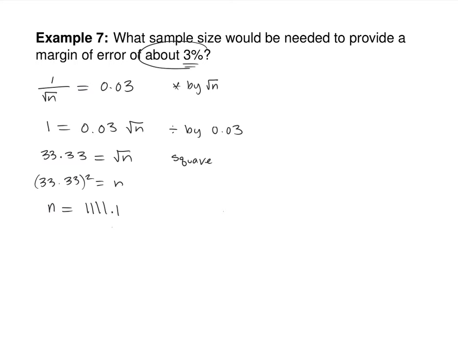And I shouldn't have said about. I should have said actually less than 3%, because this is one of those instances in math where you always must round up. Using just 1,111 would give you an error that was a little bit bigger than 3%. So always round up, n equal to 1,112.